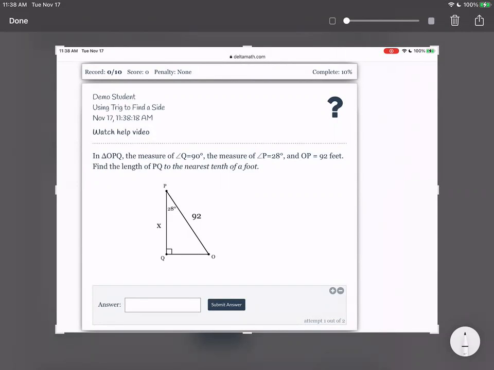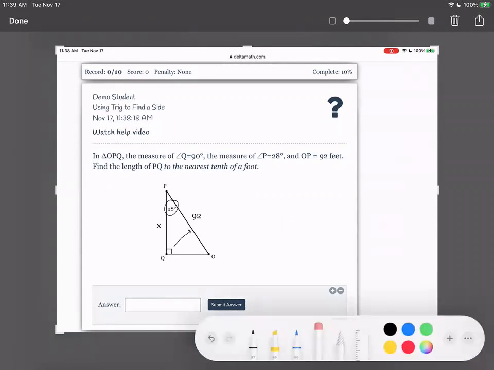How nice. So we have our reference angle right here, and we know that they gave us an X and they gave us a 92. So this 92, is that going to be the opposite, hypotenuse, or the adjacent? Adjacent. Close. It is touching the 28 degrees, but it's also the side that's directly across from the right angle. So what is that side when it's directly across from the right angle?